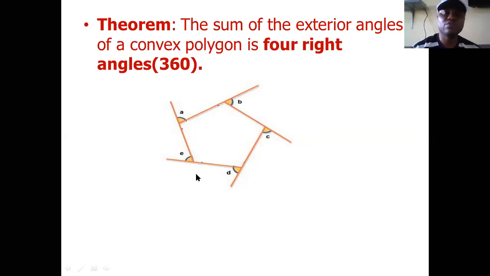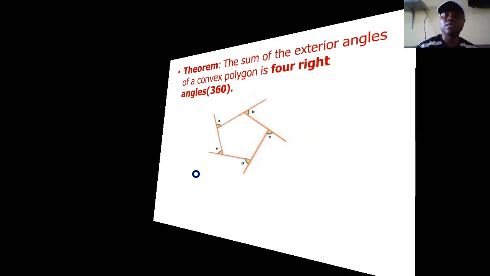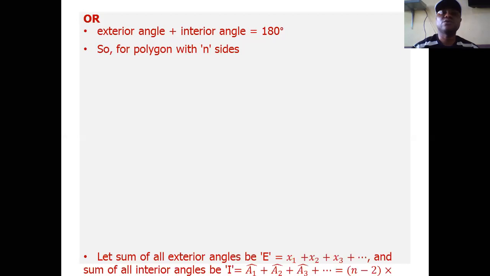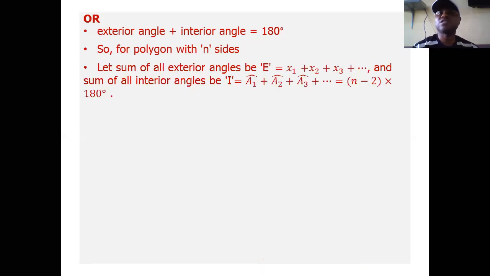Now, take note of what I said earlier, that exterior plus interior angle equals what? 180. So we are going to use that to prove this. Simple. Exterior angle plus interior angle is equal to 180 degrees. Now, for a polygon with n sides, the exterior angles are x1, x2, x3, up to xn.